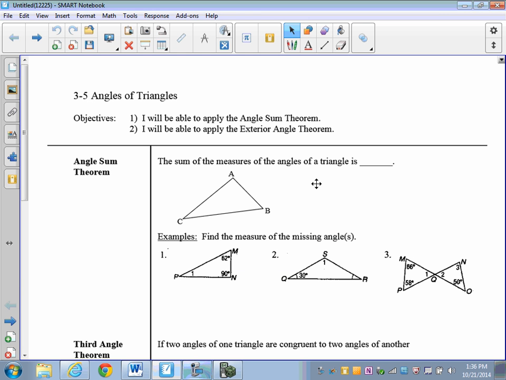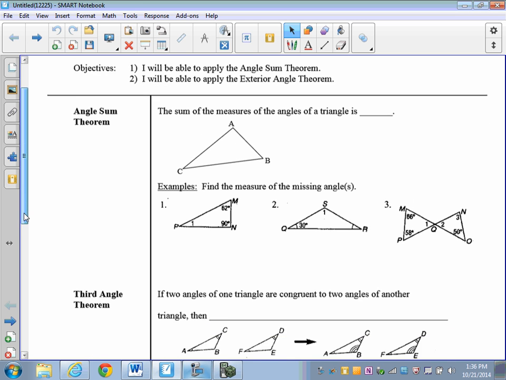These are the notes for section 3.5, angles of triangles. The objectives are: I will be able to apply the angle sum theorem, and I will be able to apply the exterior angle theorem. First off, let's talk about the angle sum theorem.